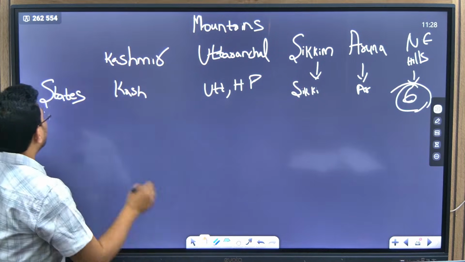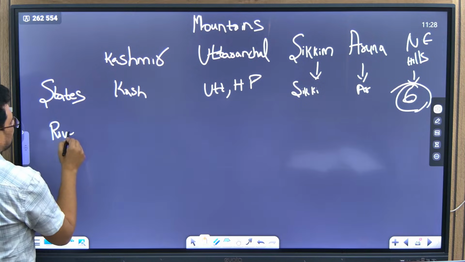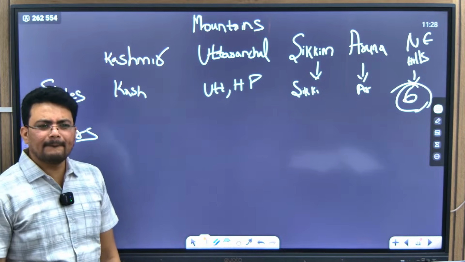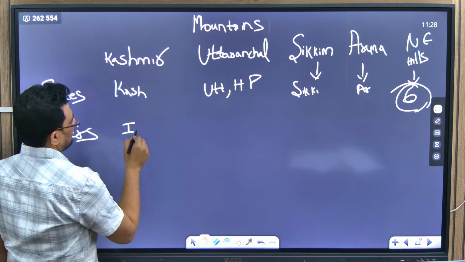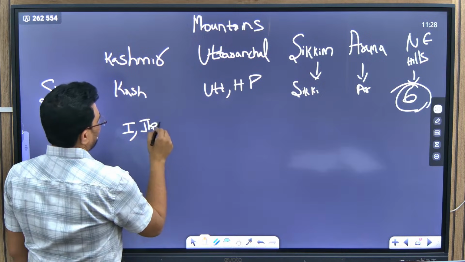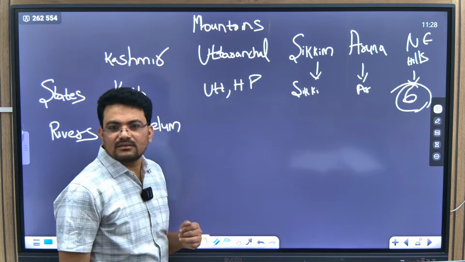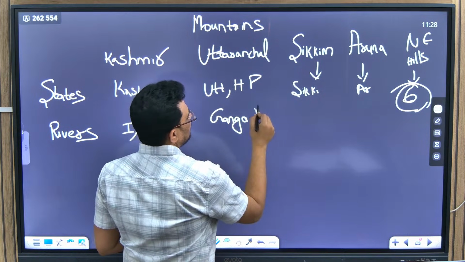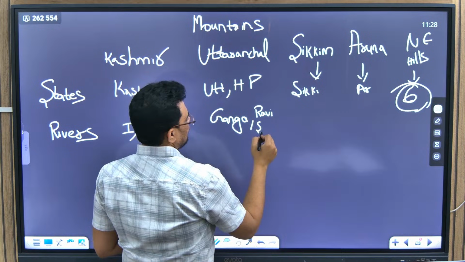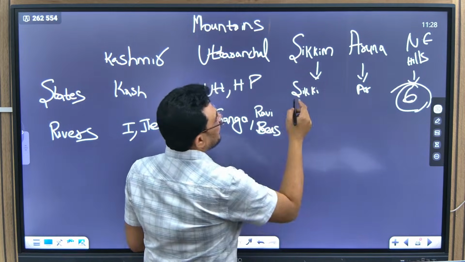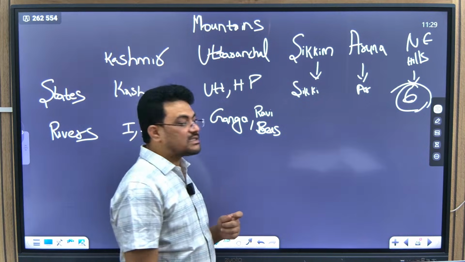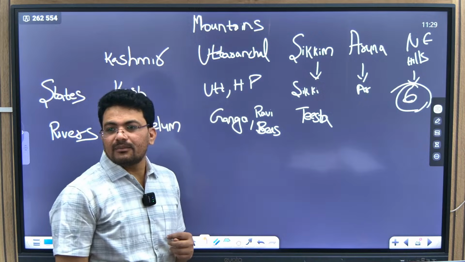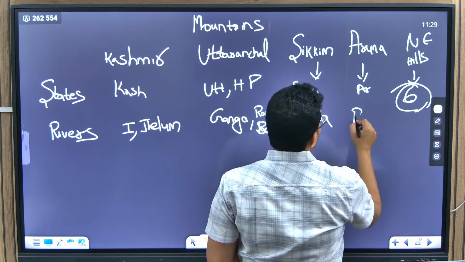Okay, that is there. So can you name some rivers of this Kashmir Himalayas? Jhelum. In Uttarakhand, Ganga. This Ravi, Beas also are here only. In Sikkim, can you name a river which is already asked in UPSC examination? Teesta. In Arunachal Pradesh, mostly Brahmaputra.